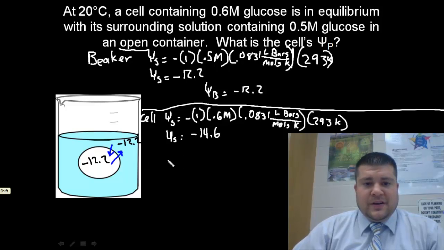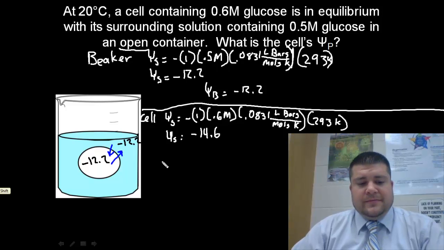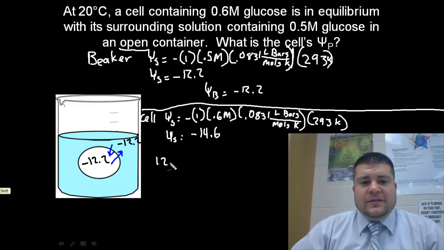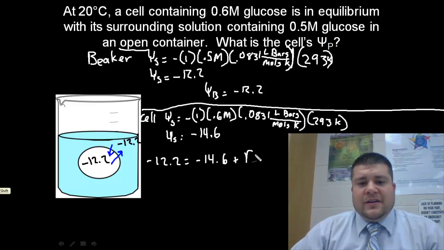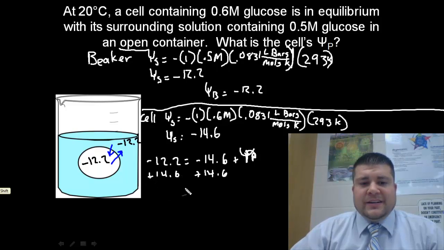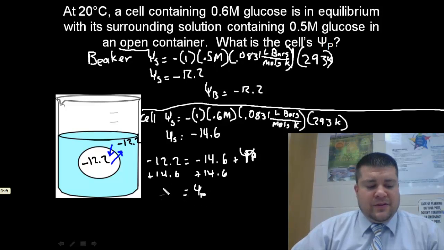And so if we know that, negative 12.2 is our total psi. That's going to be equal to negative 14.6 plus our psi p. And that's what we're going to try and find. So we'll add 14.6, add 14.6, because what I do to one side I got to do to the other. And that's going to equal our psi p. And if we do that math correct, that should be negative 2.4.